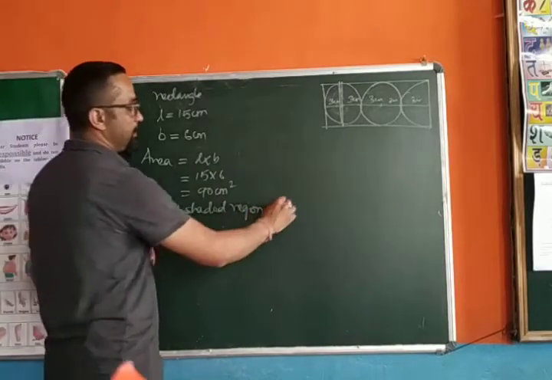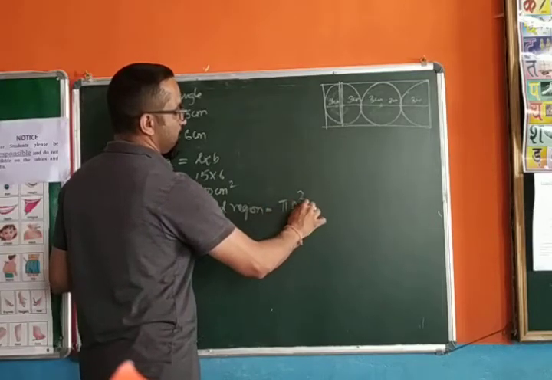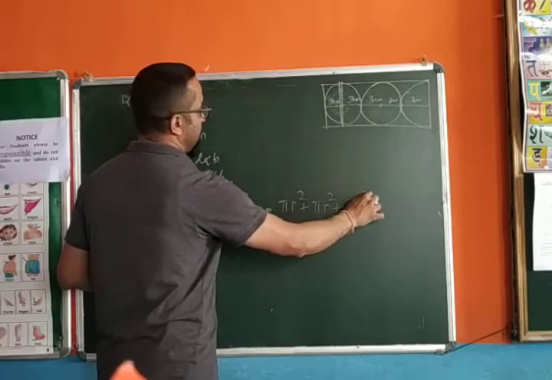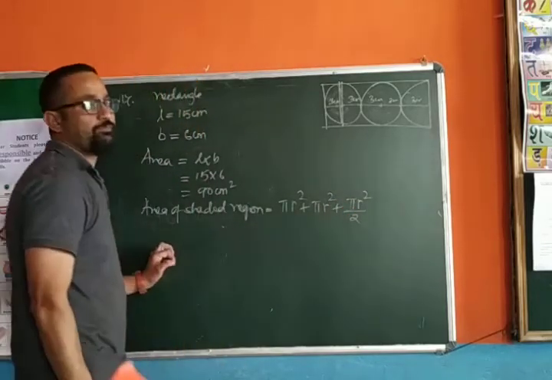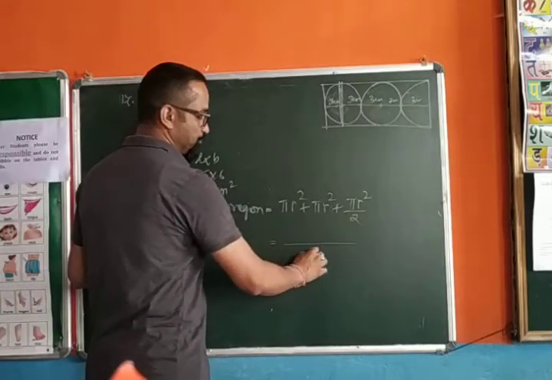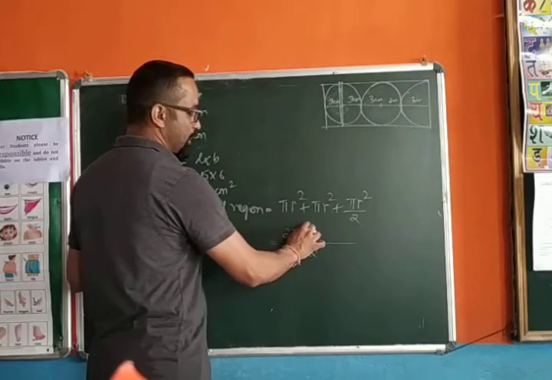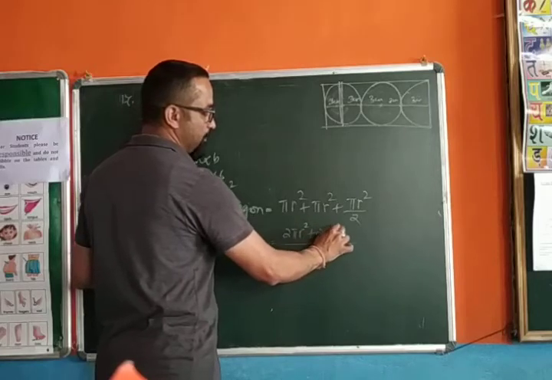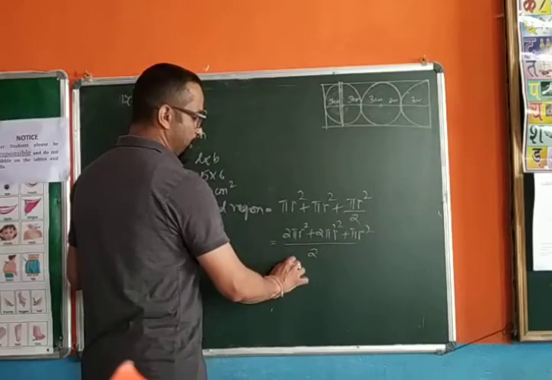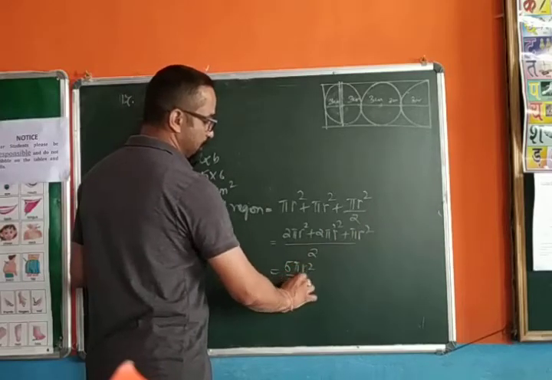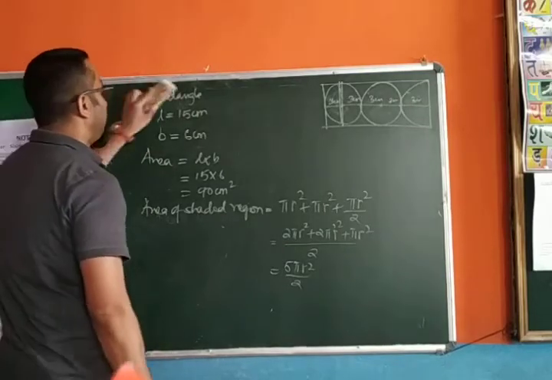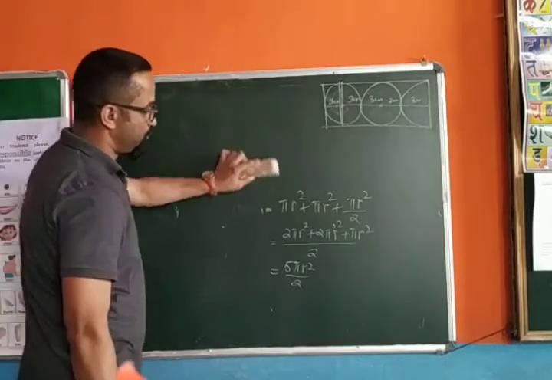Circle has been shaded, pi r squared. Second circle is shaded, pi r squared. Semicircle is shaded, pi r squared by 2. Simplify this. Take LCM 2. 2 pi r squared plus 2 pi r squared plus pi r squared. Add it up. You get 5 pi r squared divided by 2. And once you write this, then you have to substitute the value.